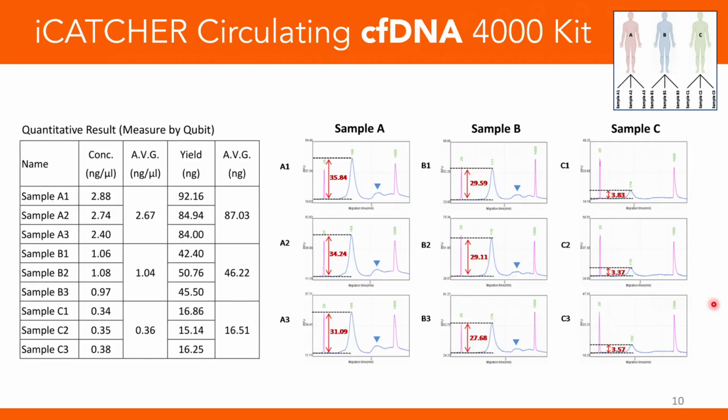And this is our kit. The name is Circulating cfDNA 4000 kit. And we can capture the cfDNA from different donors, like high cfDNA level donors, and medium or low cfDNA yield donors. And no matter whether high, medium, or low, the results show very good consistency.